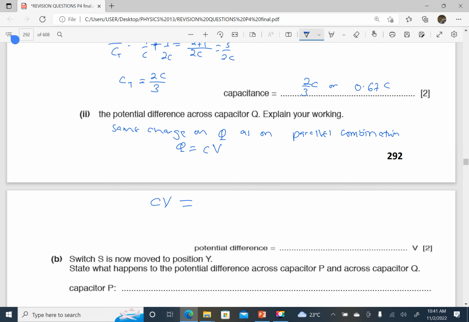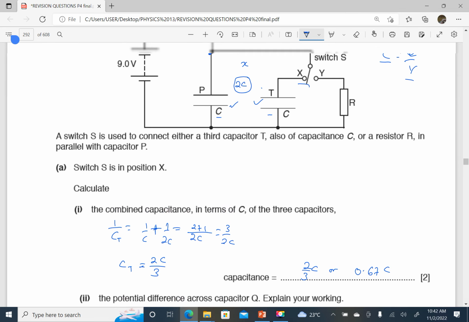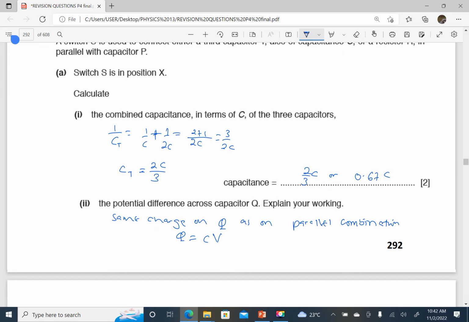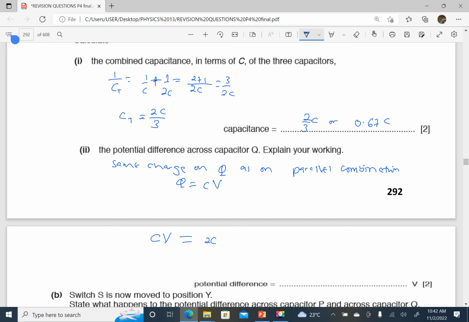This should be equal to the charge on the parallel combination. For the parallel combination, the capacitance is twice C. The capacitance of the parallel combination is 2C, and the potential difference is now, because for Q we have taken the potential difference to be V, then for the remaining part, the parallel combination, the potential difference must be 9 minus V, because the total should be 9.